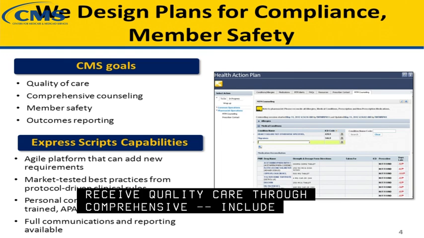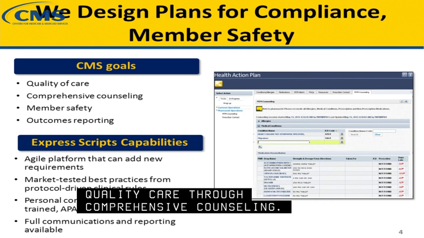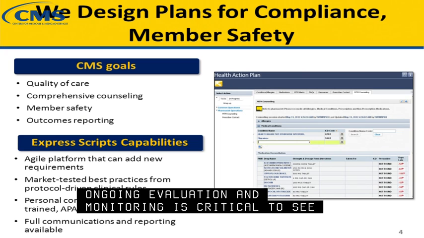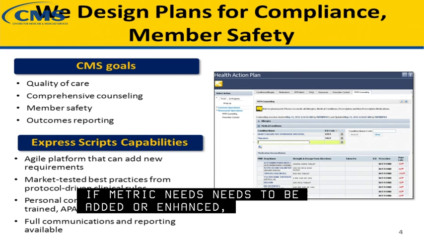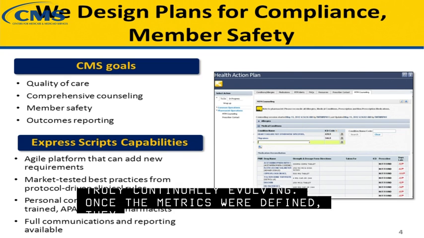Ongoing evaluation and monitoring is, of course, critical to see if a metric needs to be added or enhanced in any way, as this business truly is continually evolving. Once those metrics were defined, they were then communicated to cross-functional teams, as we felt that was critical to secure agreement to the end result.